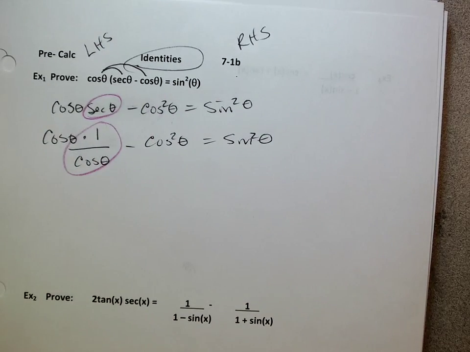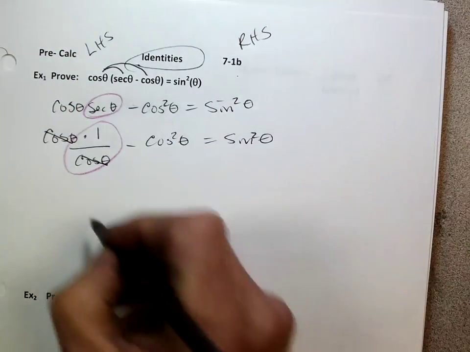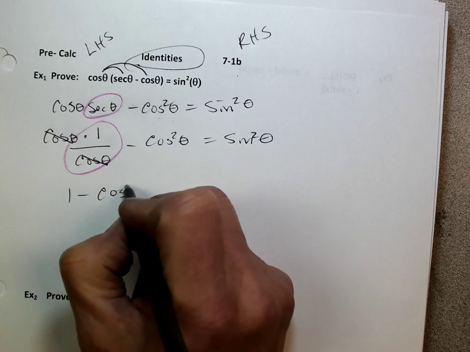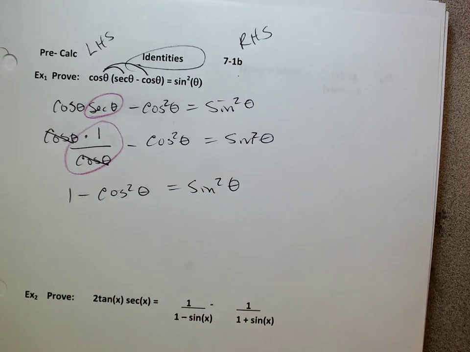Okay, now actually I see quite a bit. Things are going to start to happen real quick. My cosine should cancel, right? Yeah. And then I'm left with a 1 minus a cosine squared theta equals a sine squared theta. Now at this point you have two choices. You really do, but I'm going to take the easier choice.